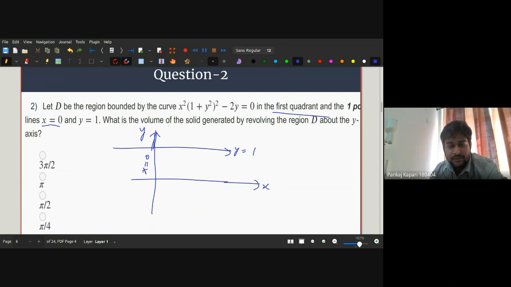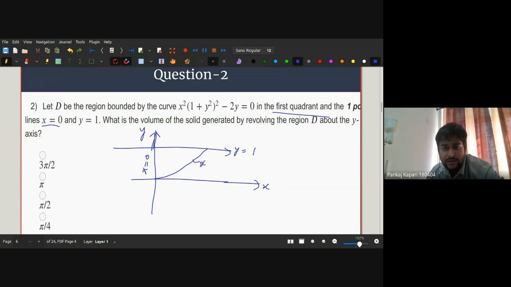And then there is a curve. Now this curve can be anything. Let's draw some arbitrary curve like this. It doesn't matter. Let's say this is our curve.